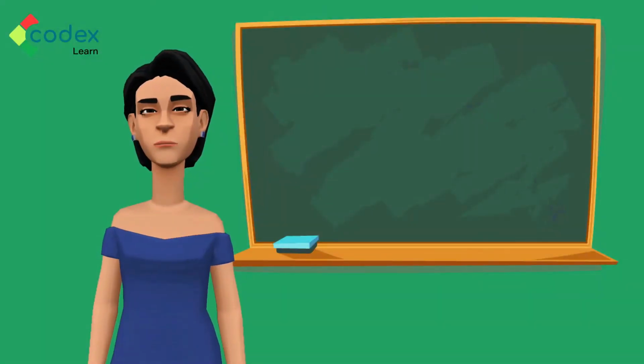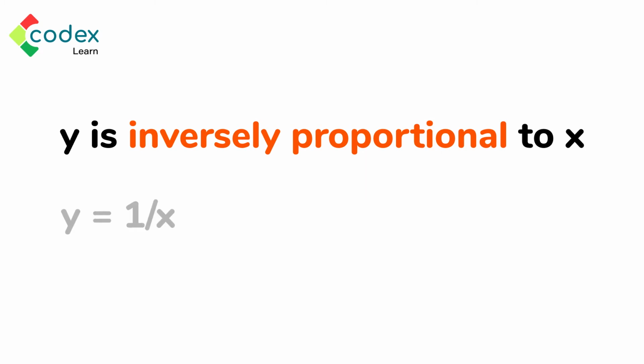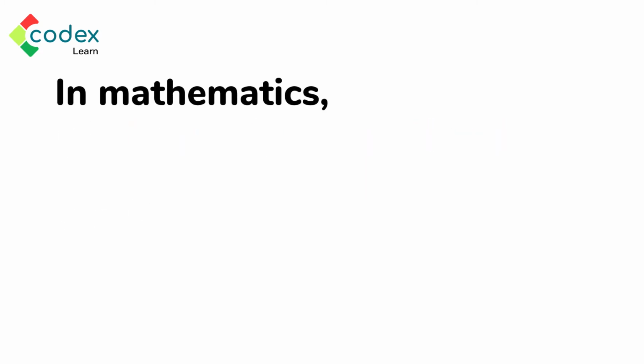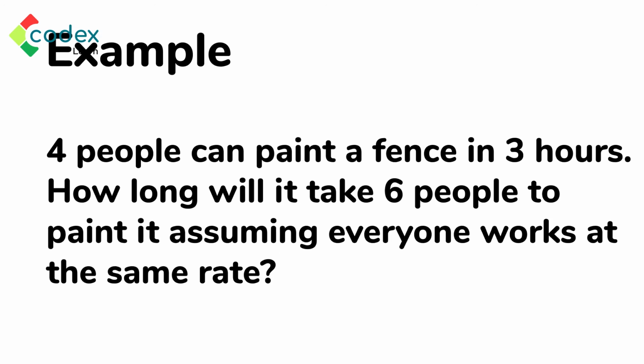With this expression, it means that y is inversely proportional to x, or we can say y equals 1 over x. In mathematics, the expression is written as y equals k divided by x. Let's use an example further. 4 people can paint a fence in 3 hours. How long will it take 6 people to paint it, assuming everyone works at the same rate?